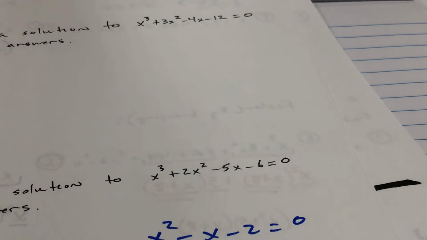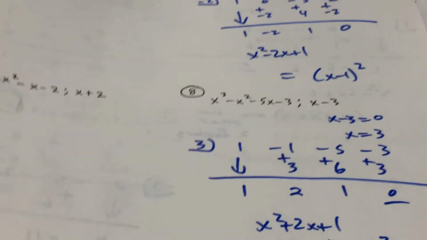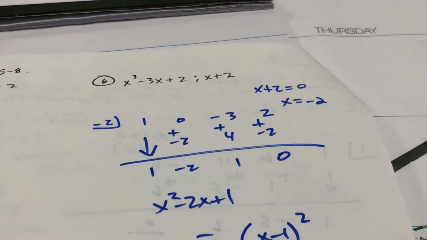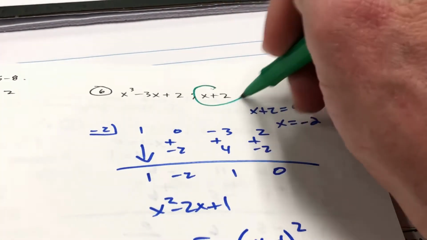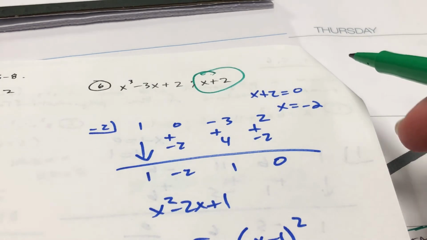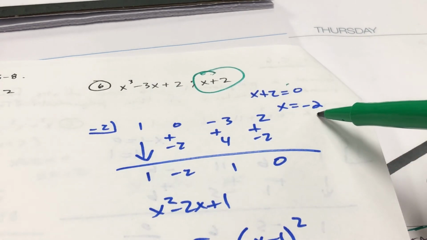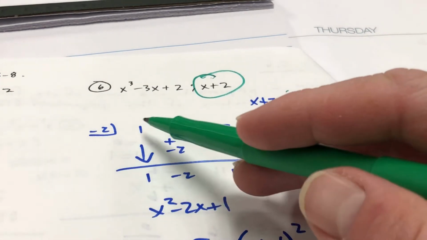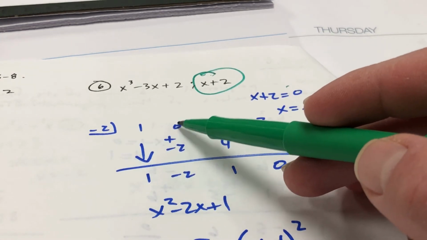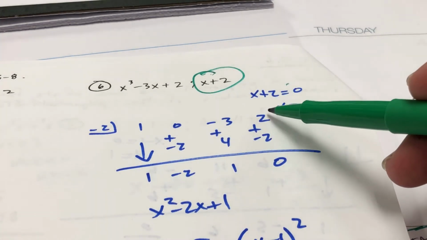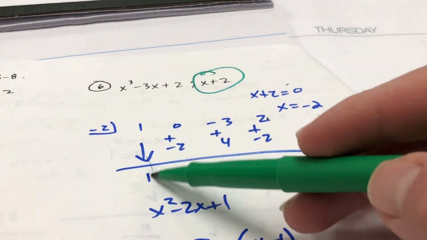All right, so we will finish this up. Same deal. I'm telling you x plus 2 is a factor. Find the other 2. So pretend like you're dividing by that. Set that equal to 0. x equals negative 2 is in the cubby. 1x to the third, 0x squared, negative 3x, 2 is my constant. Bring the 1 down.